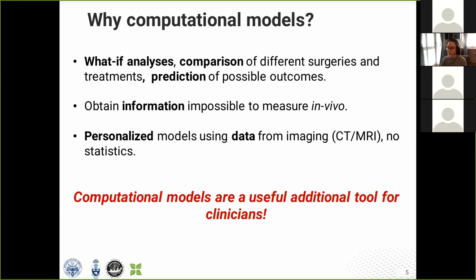Those reasons are to convince you that computational models are really useful for clinicians, and they're not meant to substitute doctors, just to be a tool for them. As you can imagine, one of the difficulties of this type of project is that there are a lot of actors at play that need to collaborate to investigate this type of problem.